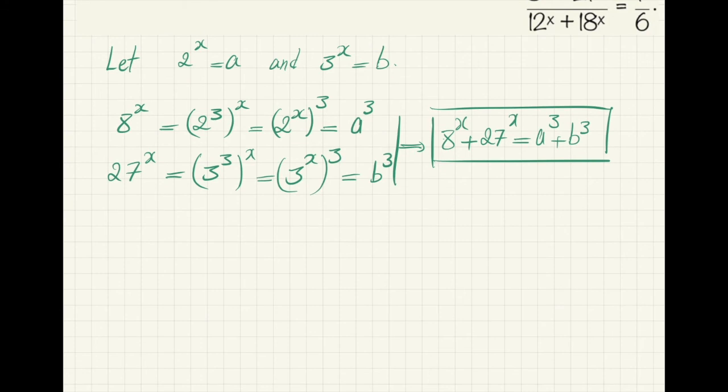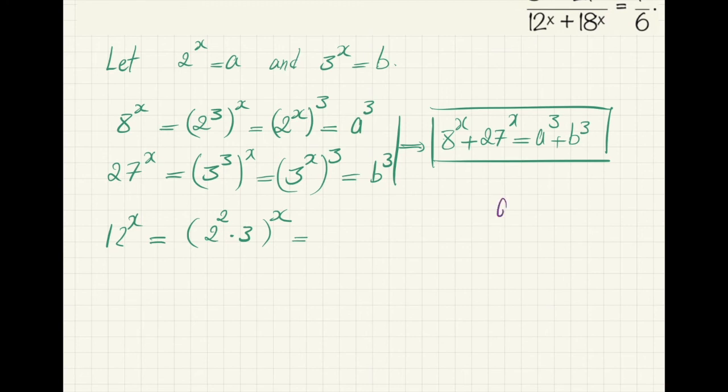But what can I do for 12 to the power of x? Yes, 12 to the power of x, instead of 12, I can write 2 to the power of 2 times 3, and then I have to the power of x. Why? 2 to the power of 2 is 4, times 3 is 12, so I have 12, and then I have this exponent of x. And then I have a rule, so you know the rule.